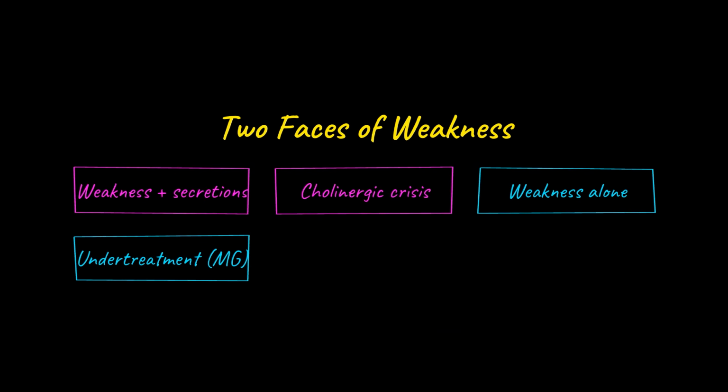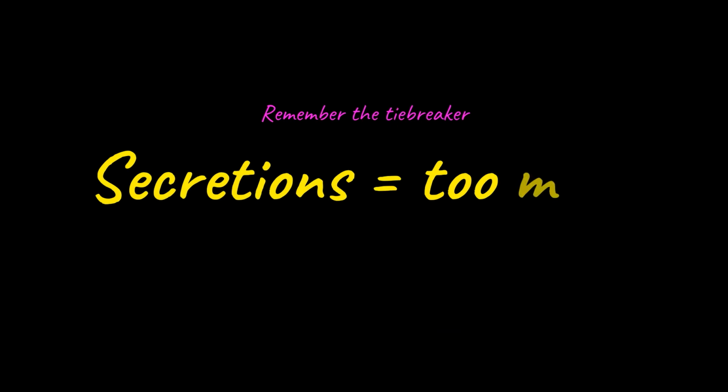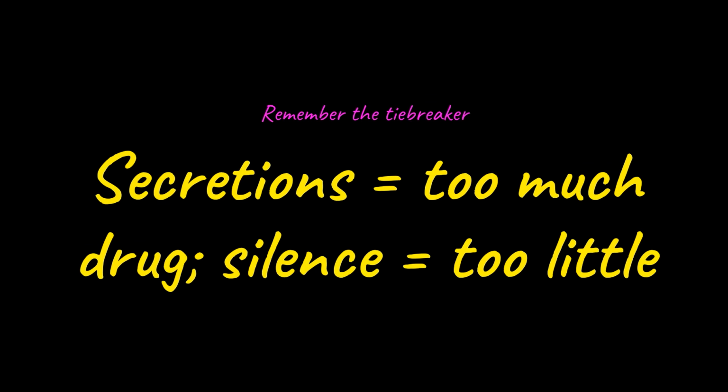The autonomic signs are the tiebreaker. When you see neostigmine, myasthenia gravis, and new weakness together, look for secretory signs. Their presence means stop the drug, not add more. Missing that distinction is how a well-meaning dose deepens a crisis.